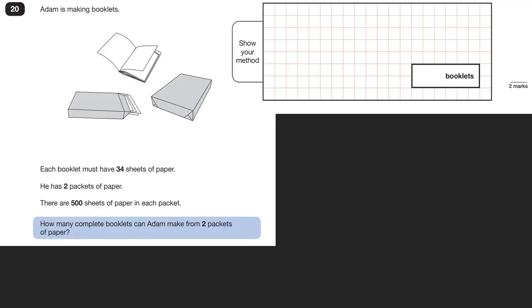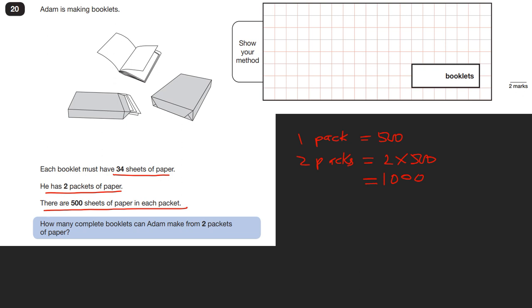Question number 20. Adam is making booklets. Each booklet must have 34 sheets of paper. He has 2 packs of paper. There are 500 sheets of paper in each pack. So one pack is 500. So 2 packs, the total number of sheets is 2 times 500. So mental maths, 2 times 500 is 1000 sheets.